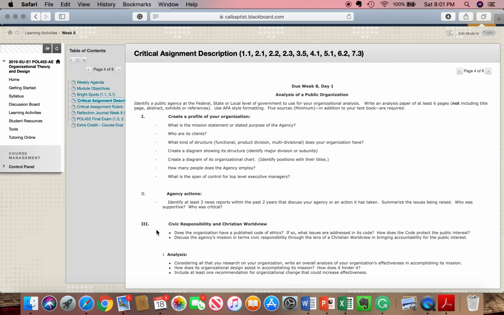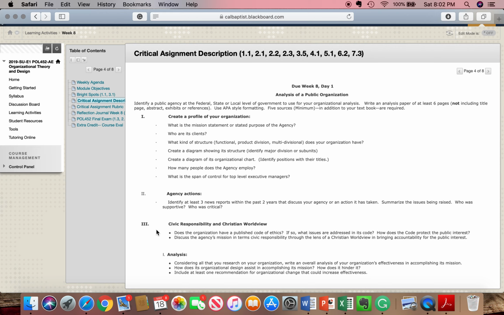What we're going to do is identify a public agency, and to start off, it has to be a public agency, but it can be on any level of government, either federal, state, or local government, for use for your organizational analysis. And you're going to write an analysis paper of at least 6 pages, and that's 6 pages of writing. That doesn't include your title page, an abstract, any exhibits, or your reference pages. We need to use APA style formatting, and we need a minimum of 5 sources in addition to your text. So we need 5 outside sources at a minimum that we are going to reference throughout this.